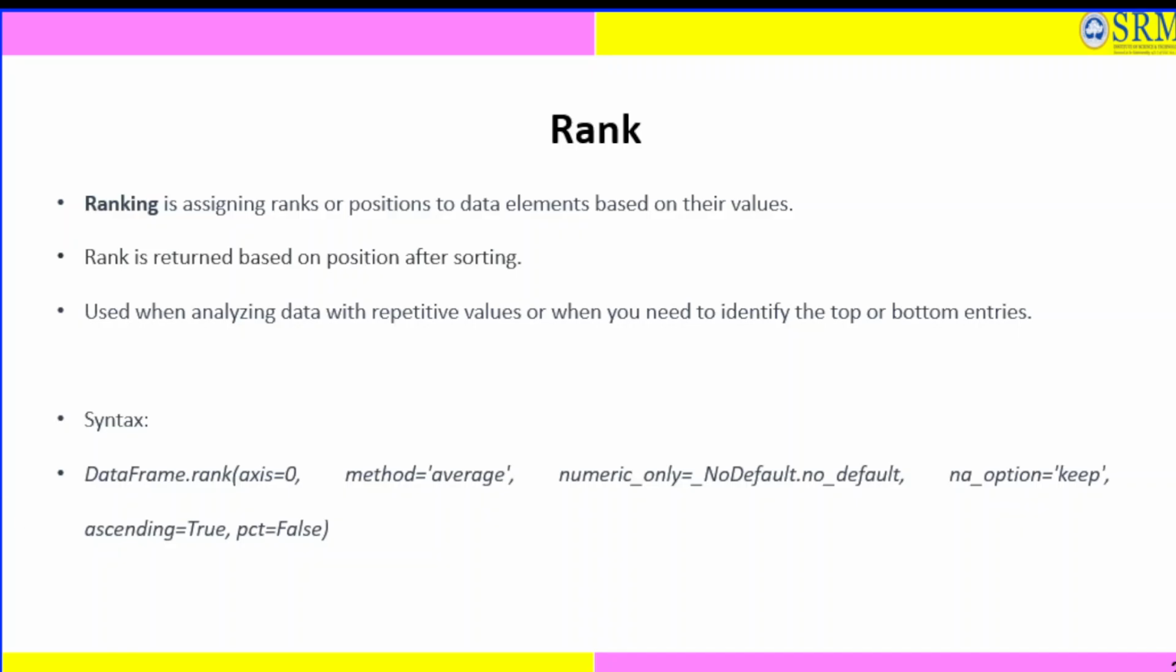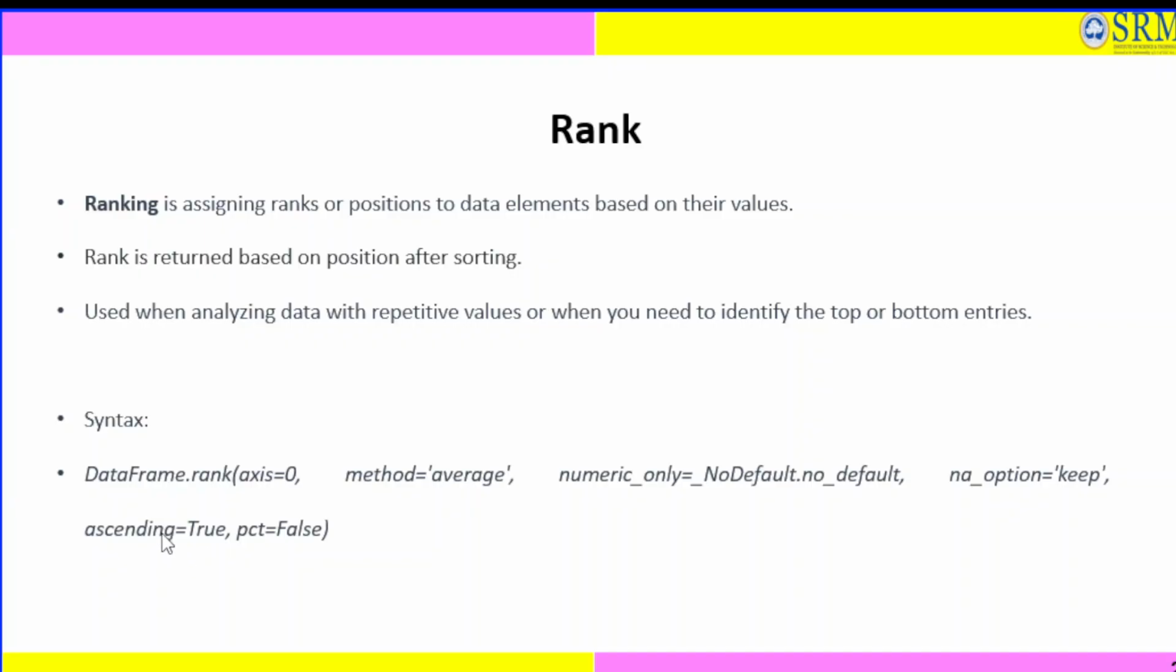The next is rank. Ranking is even in the classroom. For example, in the school days, once the subject marks or the total had been filled, we would be ranking the students. Ranking is nothing but assigning ranks or positions to data elements based on their values. Rank is written based on the position after sorting, and it's used whenever we are analyzing data with repetitive values, or when you need to identify the top or bottom entries. In that case, we'll be using this rank.